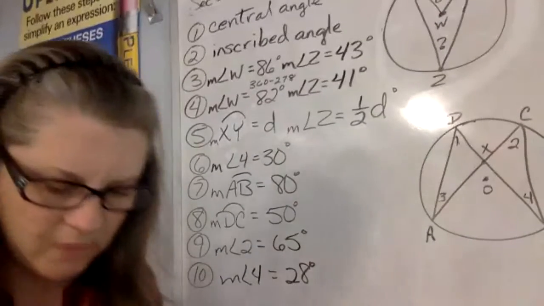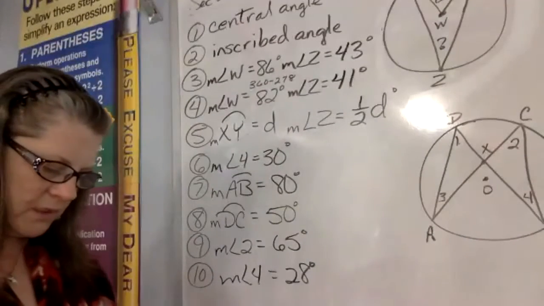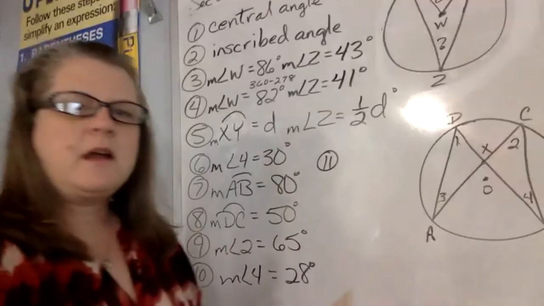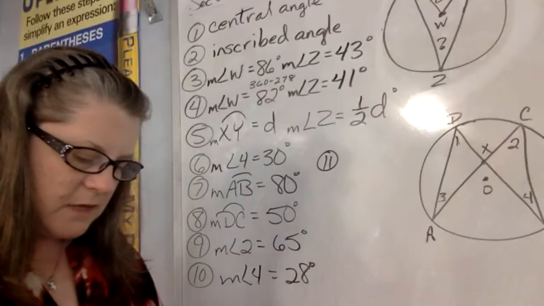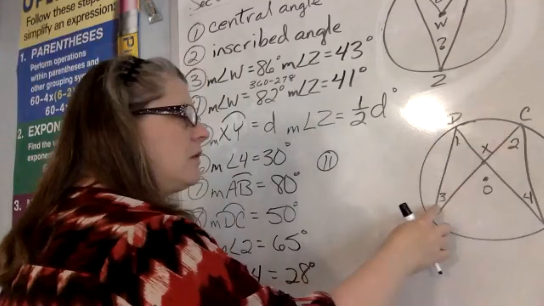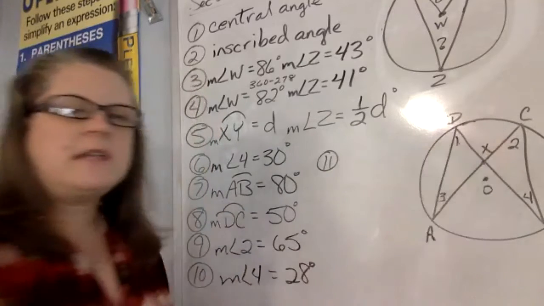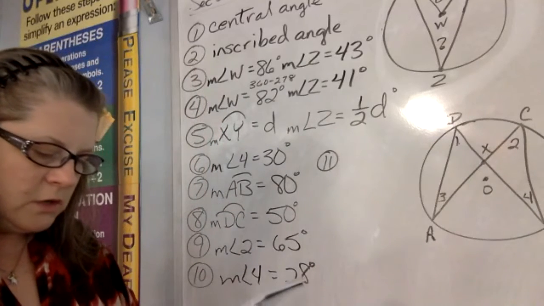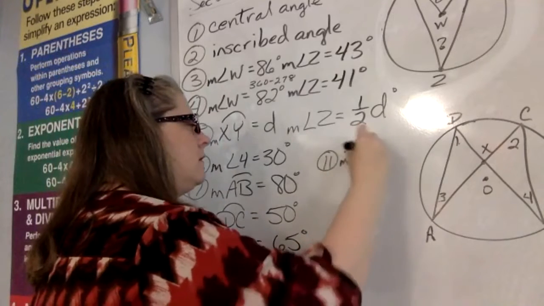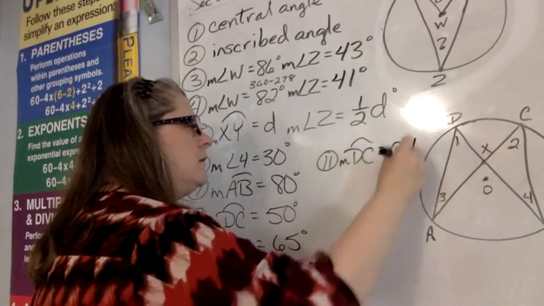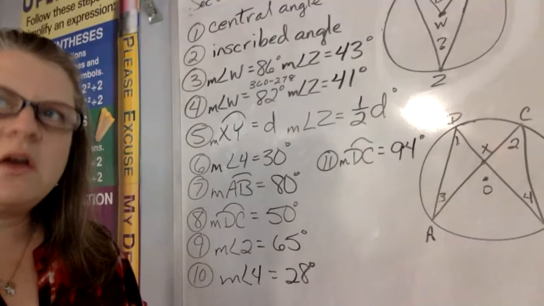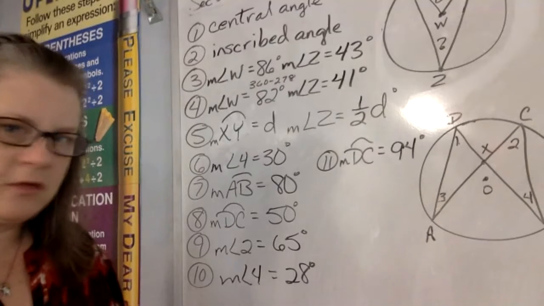right. So we're doing the same thing on 11, 12, 13, 14. On number 11, it says measure of angle 3 is 47. You're finding the arc DC. So if I go to the angle and I'm trying to find the arc it intercepts, I multiply it by 2. So 47 times 2 is going to be 94 degrees. If you've got the angle, you multiply by 2 to get the arc. If you have the arc, you divide by 2 to get the angle.